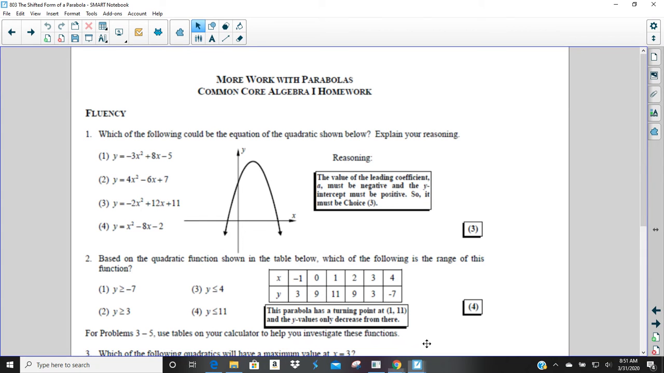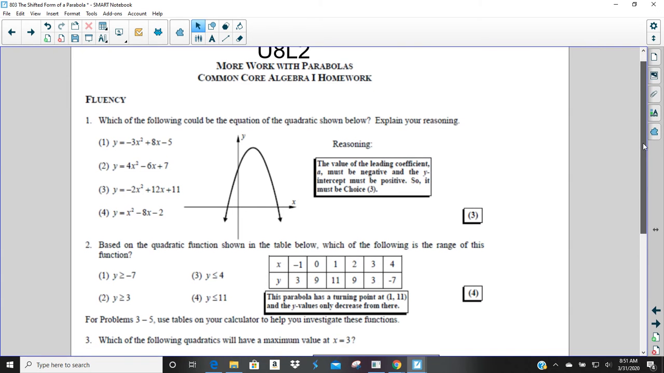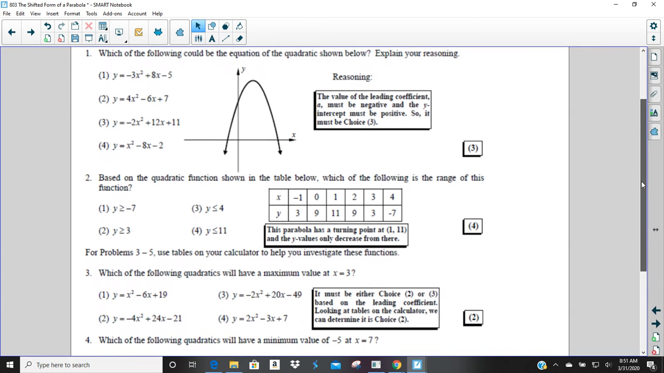Good morning, everybody. Today is Tuesday, the 31st of March, and I wanted to put up the homework answers for U8L2. So take a look at these. Again, I think that lessons from L1 and L2 are relatively straightforward. Use your calculator a lot.